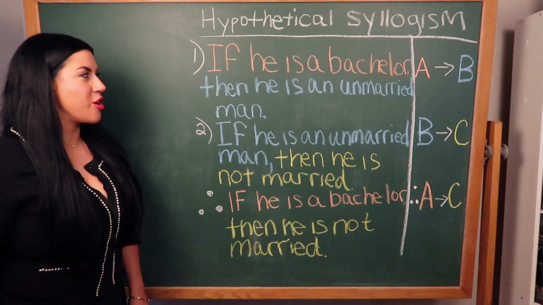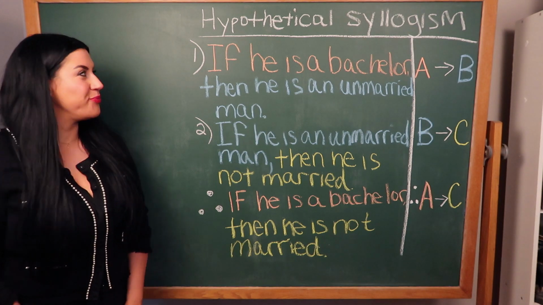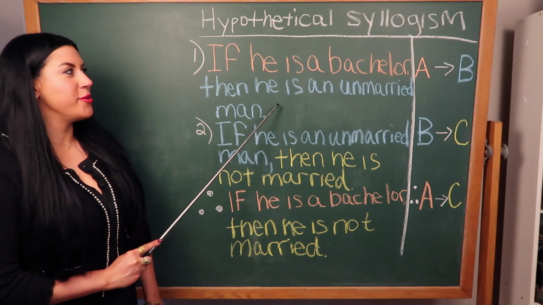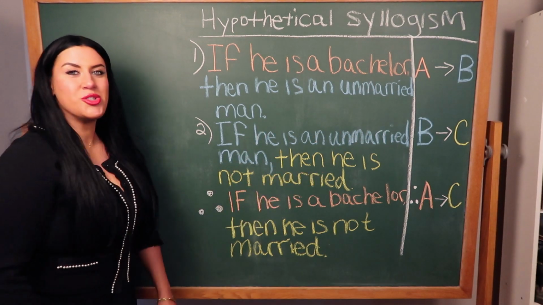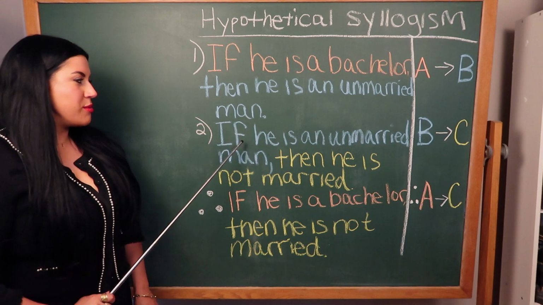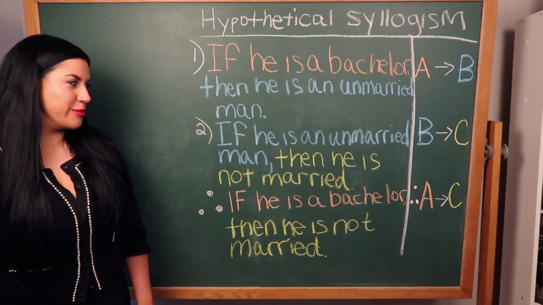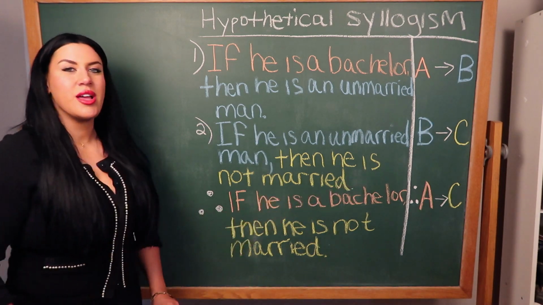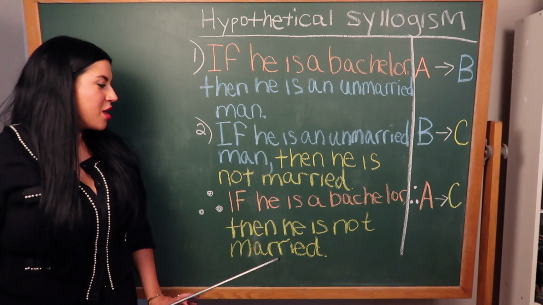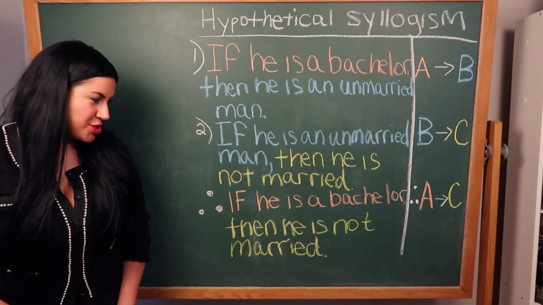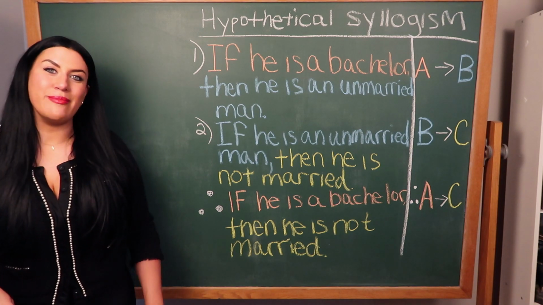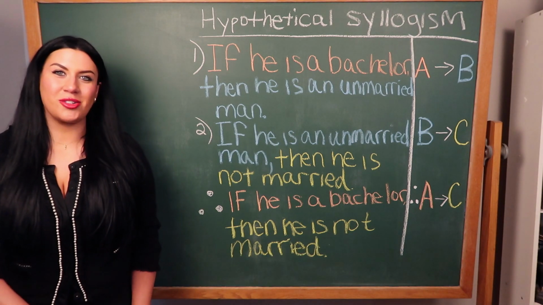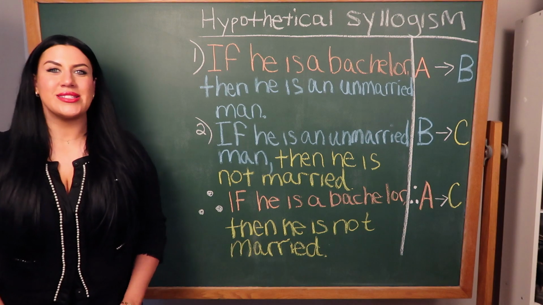So let's take a look at this argument and see if it comes out as sound. Premise 1: if he is a bachelor, then he is an unmarried man. A and B correspond to the first premise of the formula. Premise 2: if he is an unmarried man, then he is not married. This also corresponds with premise 2 of the formula. The ultimate conclusion: if he is a bachelor, then he is not married, which also corresponds to the conclusion of the hypothetical syllogism formula. This argument is valid.